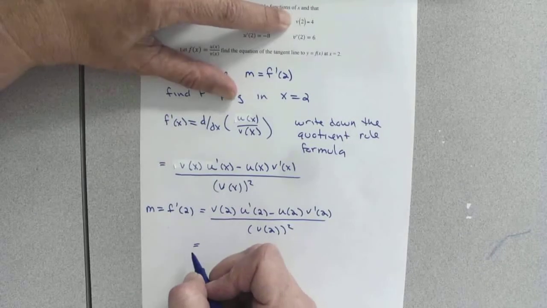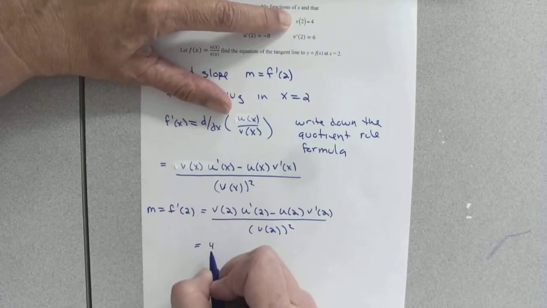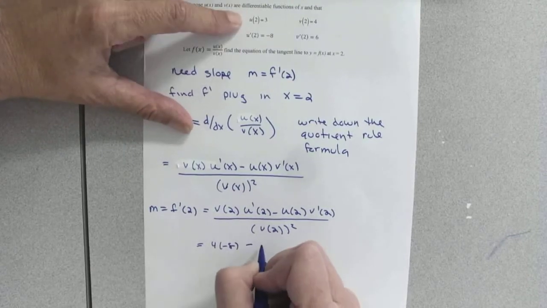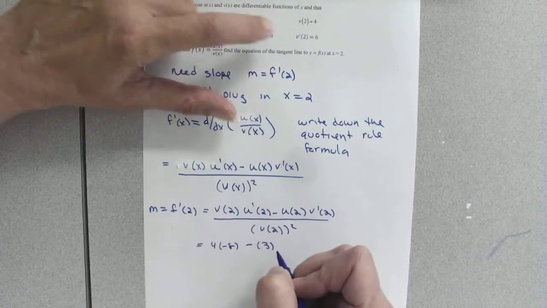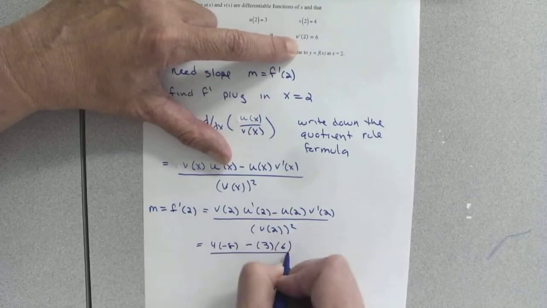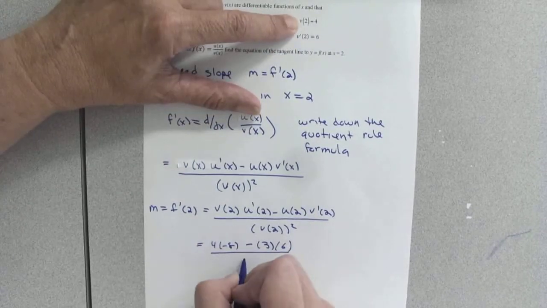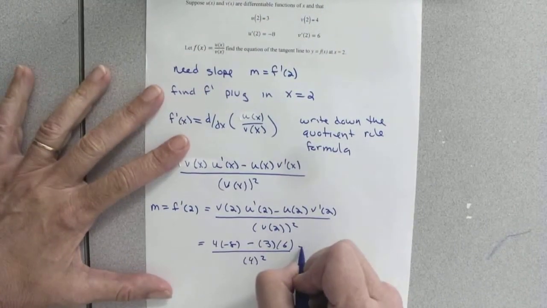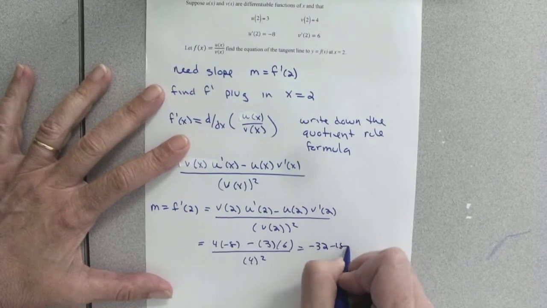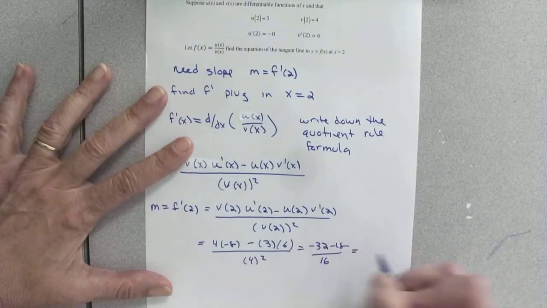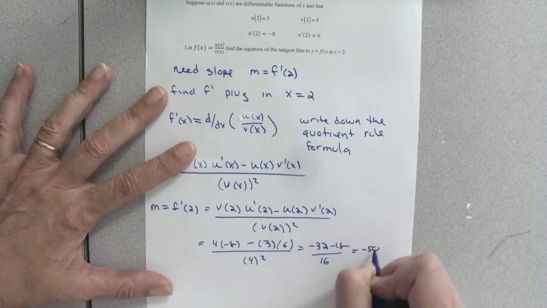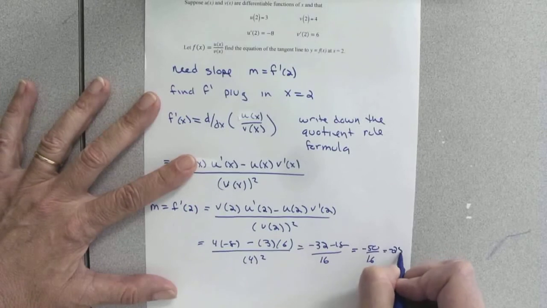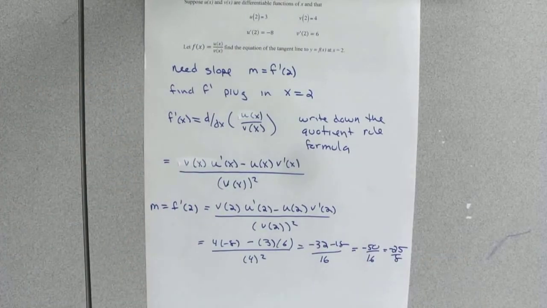And then I was supposed to plug in 2, so I plugged in 2, but then they gave me all of those values. V of 2 is 4. U prime of 2 is -8. U of 2 is 3. V prime of 2 is 6. V of 2 is 4. So then I can use the values they gave me. And so I have -32 minus 18 over 16, which is -50 over 16, divide by 2, -25/8. And there's my slope.